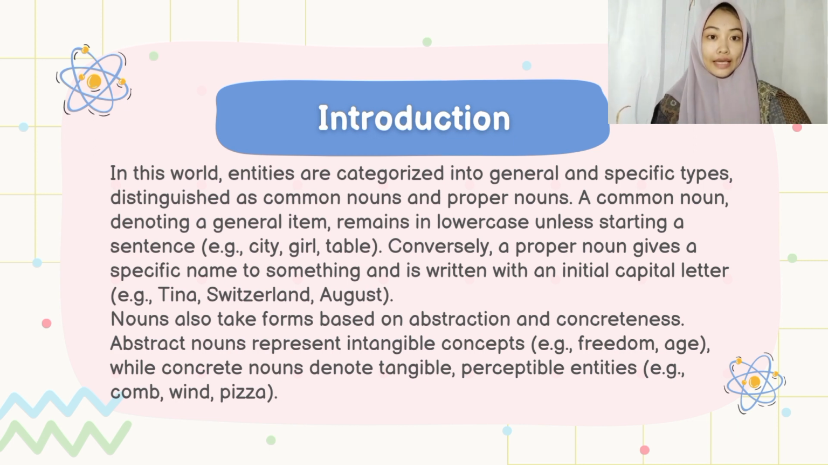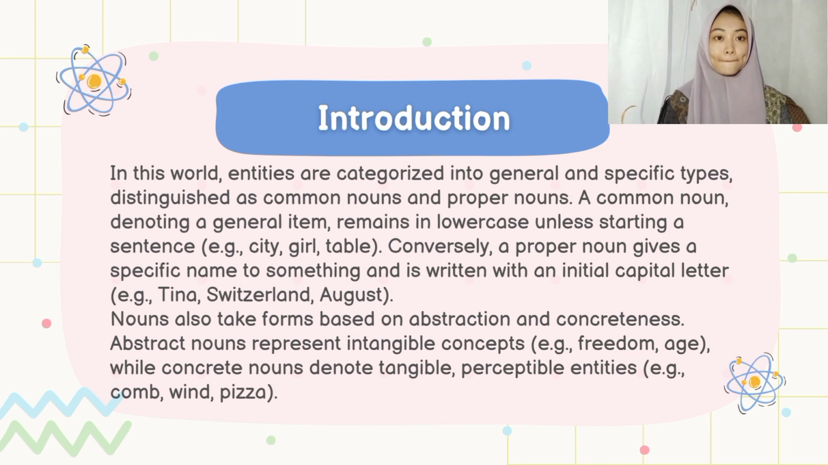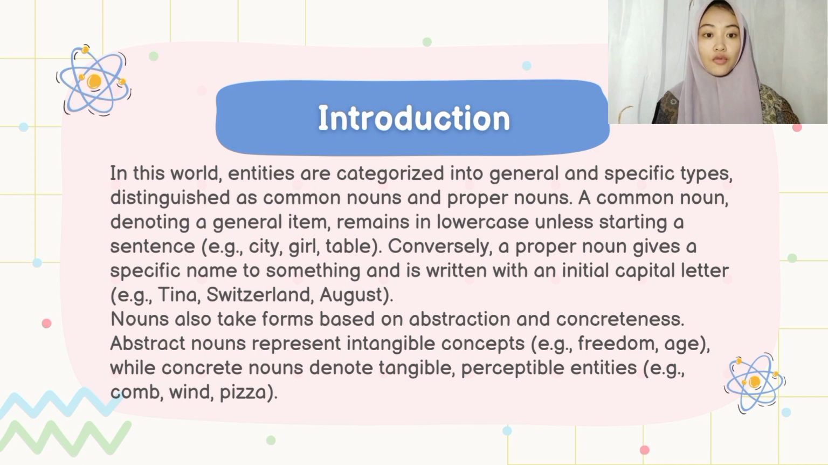In the world, entities are categorized into general and specific types, distinguished as common nouns and proper nouns. A common noun denoting a general item remains in lowercase, except when starting a sentence. Conversely, a proper noun gives a specific name to something and is written with an initial capital letter. Nouns also take form based on abstraction and concreteness. Abstract nouns represent intangible concepts, while concrete nouns denote tangible, perceptible entities.